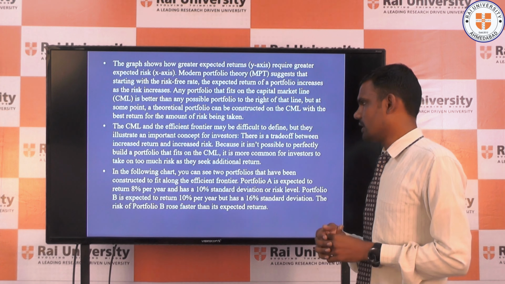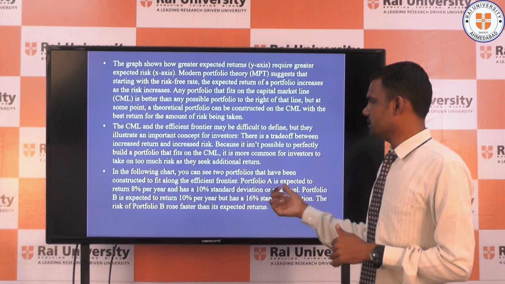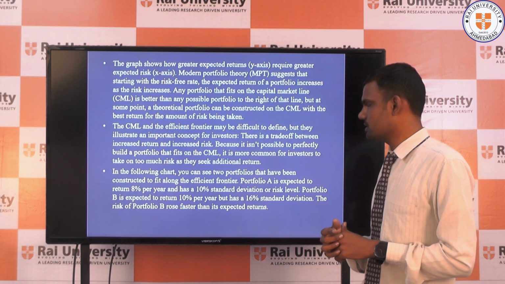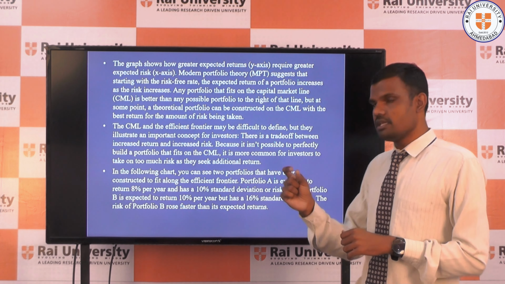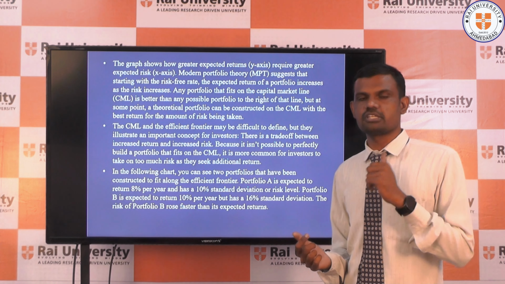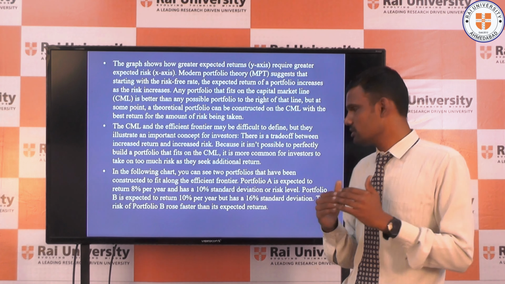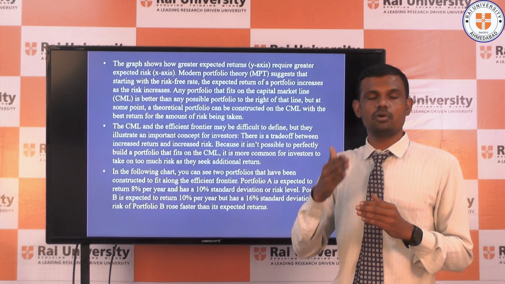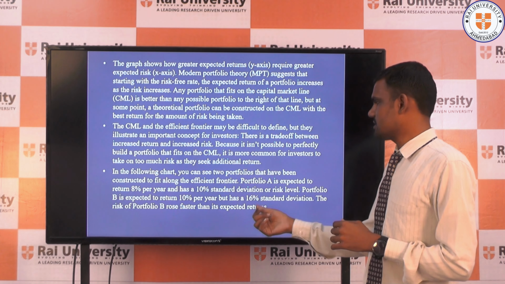So there is another chart. You can see another portfolio constructed to fit along the efficient frontier. Portfolio A is expected to return 8% per year and has a 10% standard deviation, or risk level. Now portfolio B's expected return is 10% per year, but the standard deviation is 16%. So here the standard deviation is more. Standard deviation is one type of measure for measuring deviation or variation. The risk of portfolio B rose faster than its expected return.